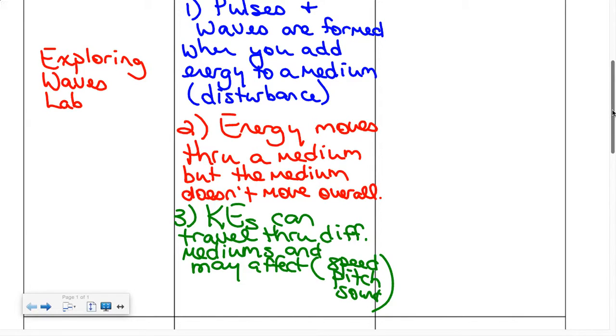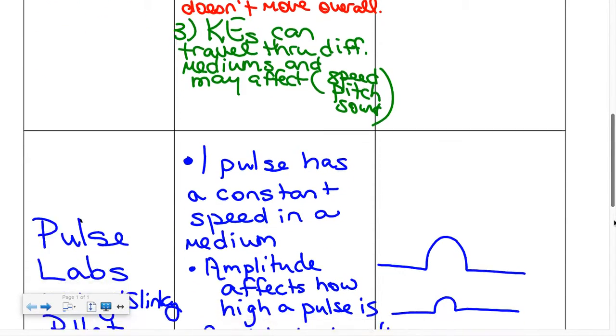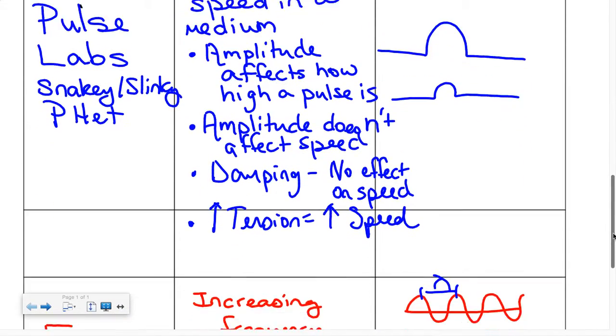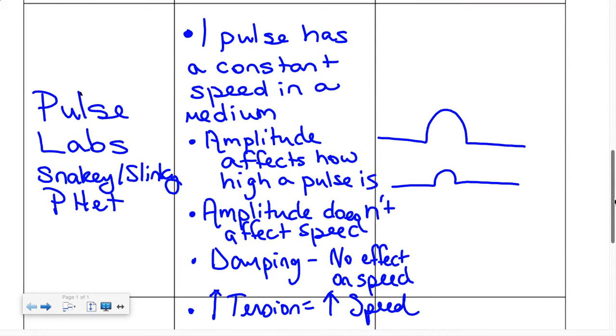Lastly, we know that energy can travel through different mediums. And we also now know that when you change the medium, you're definitely going to change the speed of it as well. Now, when we did the pulse labs with the snaky and the slinky, these pulse big ideas also apply to waves.